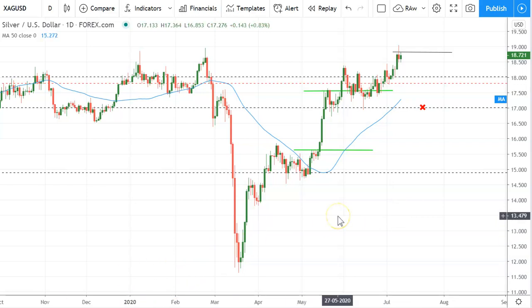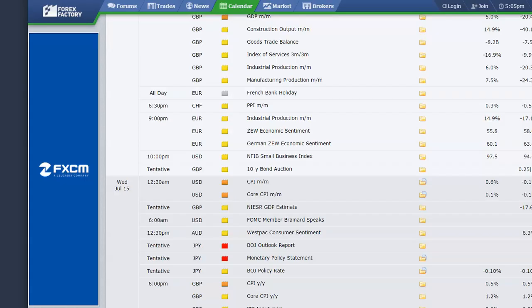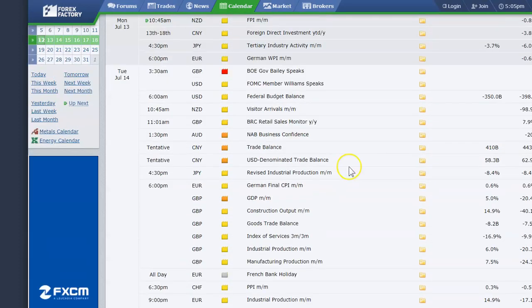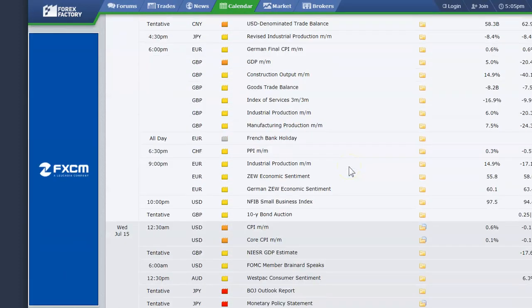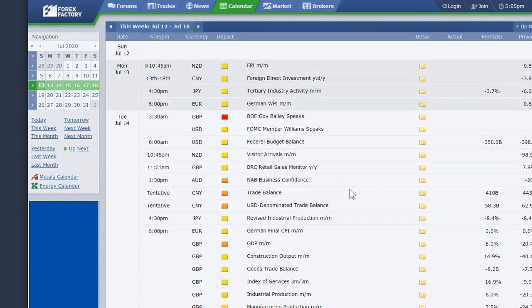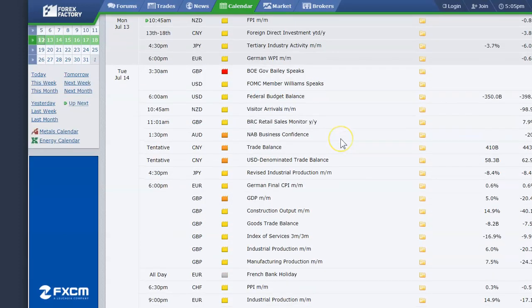Oh, just before I go, we need to have a quick look at the calendar. It's pretty light this week. I'll be watching the Japanese monetary policy statement, not expecting any surprises there. The Bank of England governor is going to be speaking. I'm not expecting any surprises there.